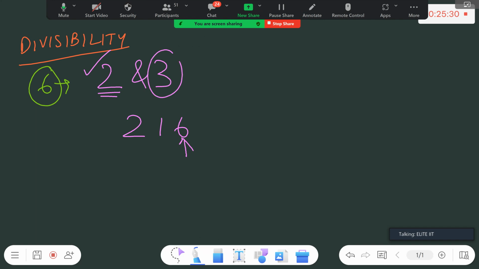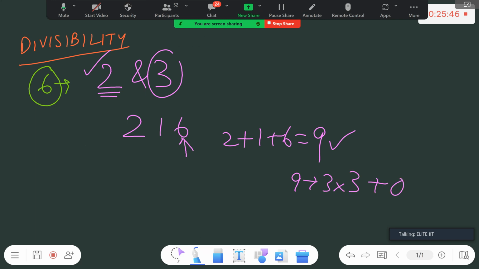Now check for 3. 2 plus 1 plus 6? 9. Sum of the digits is 9. And 9 is divisible by 3. 9 can be written as 3 into 3, plus remainder is 0. So 216 is also divisible by 3. So we can say since it is divisible by both 2 and 3, it is divisible by 6 as well. Okay? Now 6 is clear? Everyone?